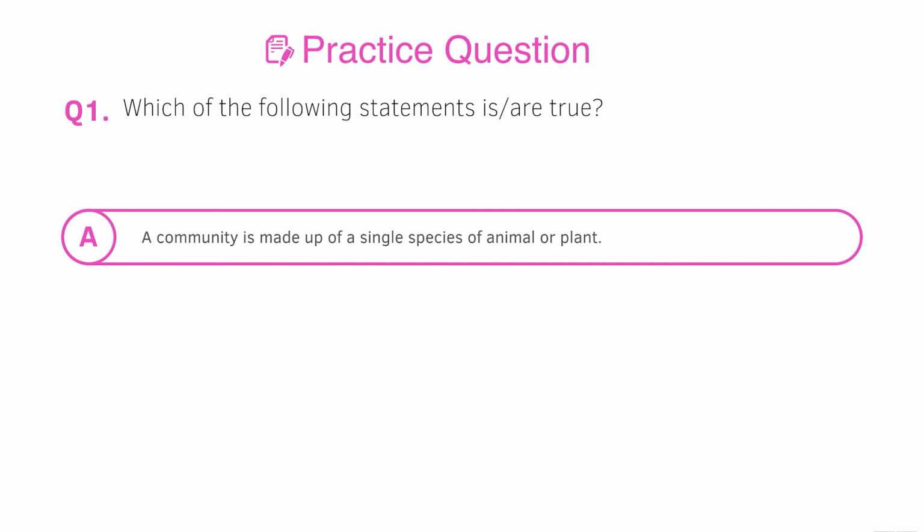So A, a community is made up of a single species of animal or plant. Well, this is going to be false because we have learned on a previous slide that a community is made up of multiple species of animals or plants. It's made up of multiple populations, so that would be false.